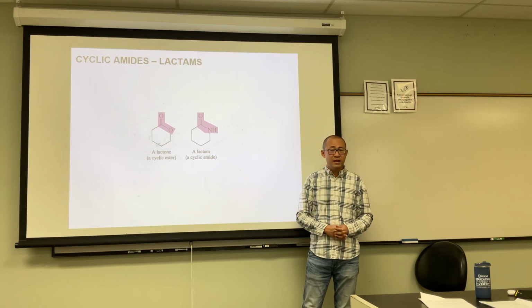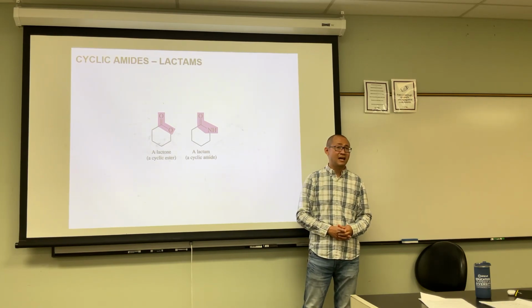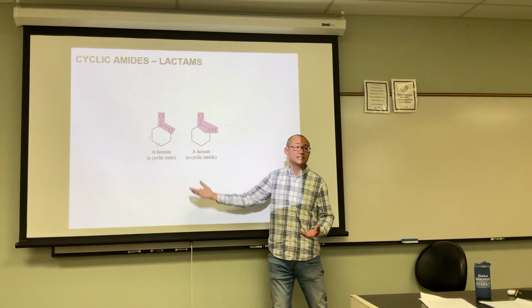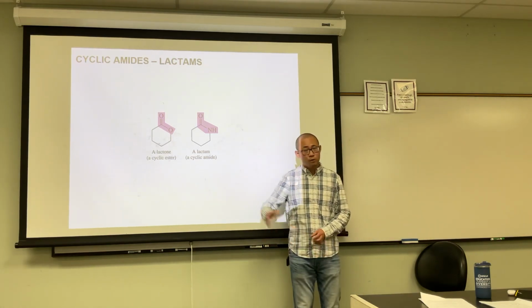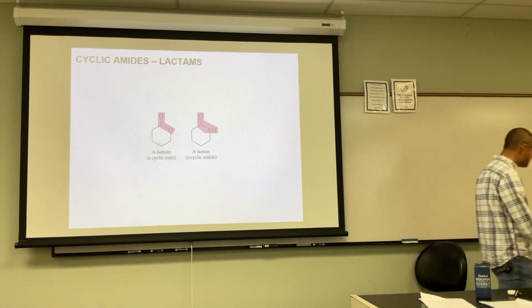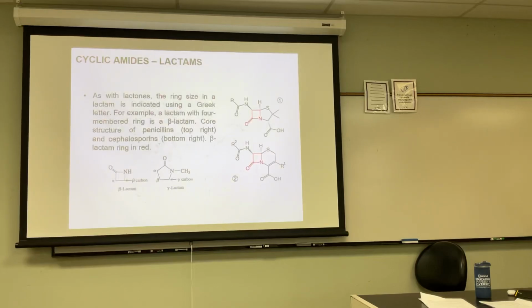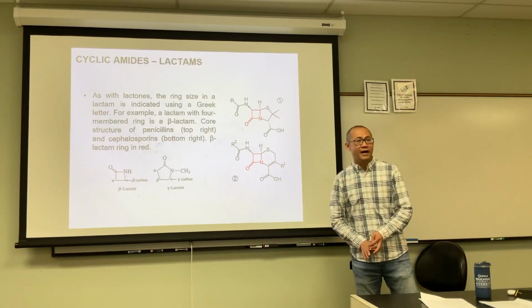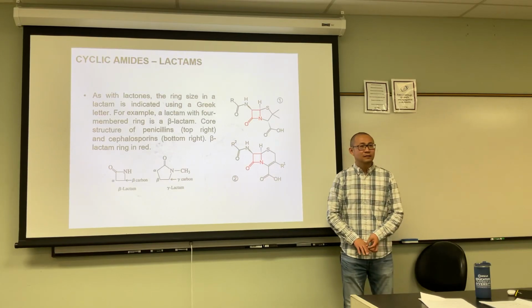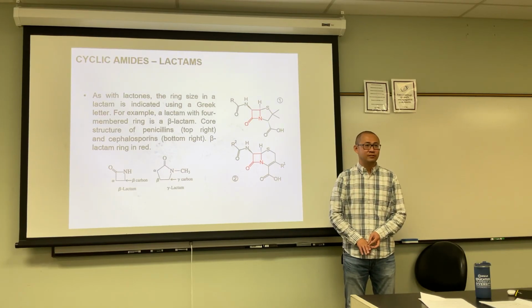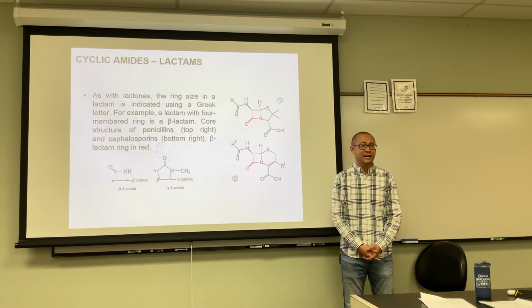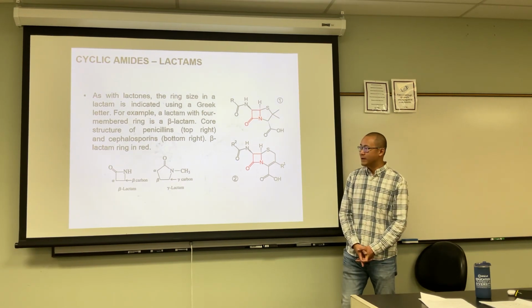Okay, what that means. Lactone is basically a what? An ester. Lactam is basically a what? An amide, but in a cyclic form. Okay, why do I point it out here? Because one of the most important types of antibiotics has a lactam structure. Okay, you guys will probably study them, called beta lactams.